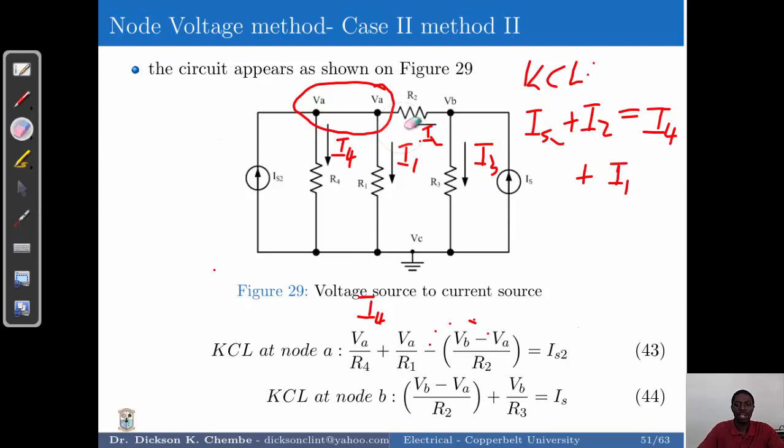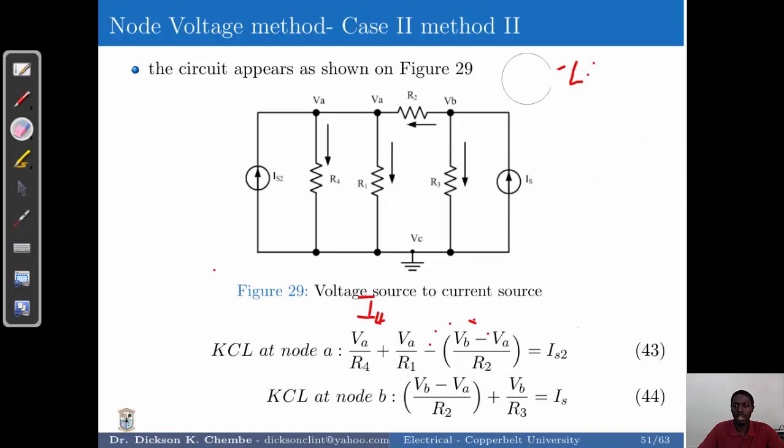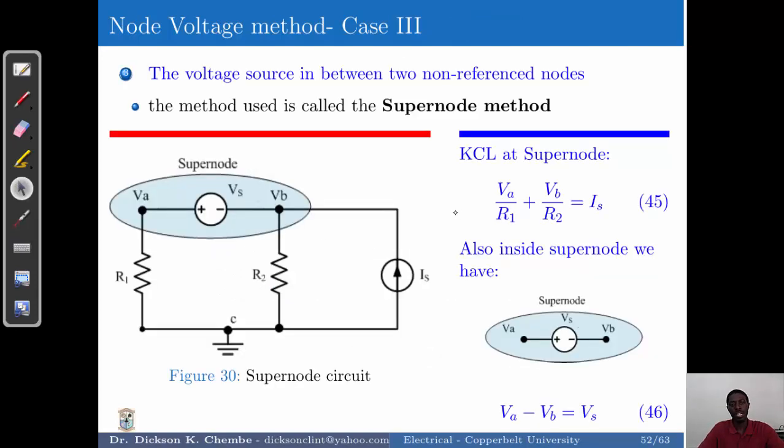Now, when we look at the final scenario that you are going to meet, it is where you have a voltage source situated in between two non-reference nodes. When you have a voltage source in between two non-reference nodes, what we are looking at is what we call the supernode method. In the supernode method, we have node A and node B that are not referenced. None of them is grounded. So for us to determine the equation, first we have to look at what we call inside the supernode.